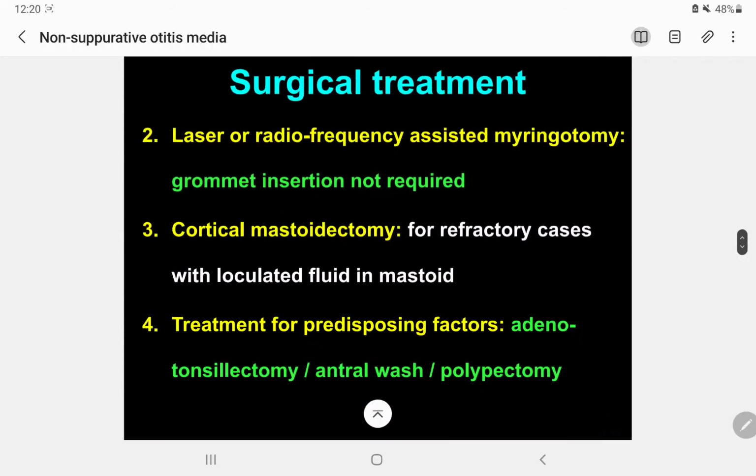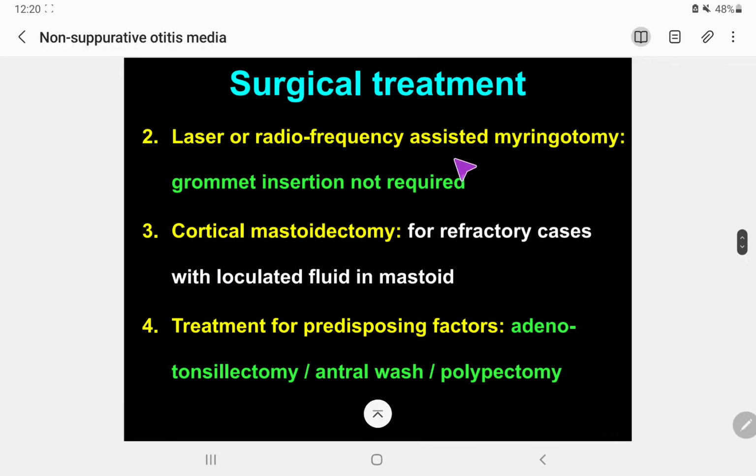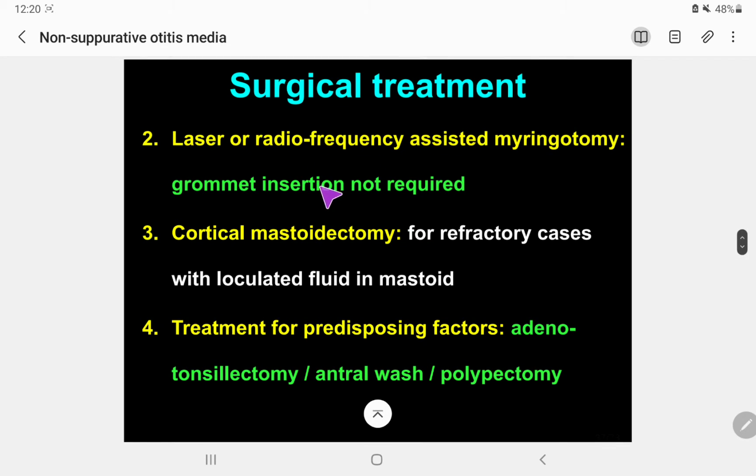So another is laser or radio frequency assisted myringotomy. Okay, so here we use laser or radio frequency, you know, it is a hi-fi device. Okay, and here we just do a myringotomy, but there is no grommet insertion required.